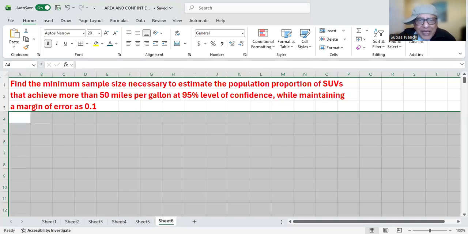Find the minimum sample size necessary to estimate the population proportion of SUVs that achieve more than 50 miles per gallon at 95% level of confidence while maintaining a margin of error of 0.1 miles per gallon, of course. So the formula: sample size is n.